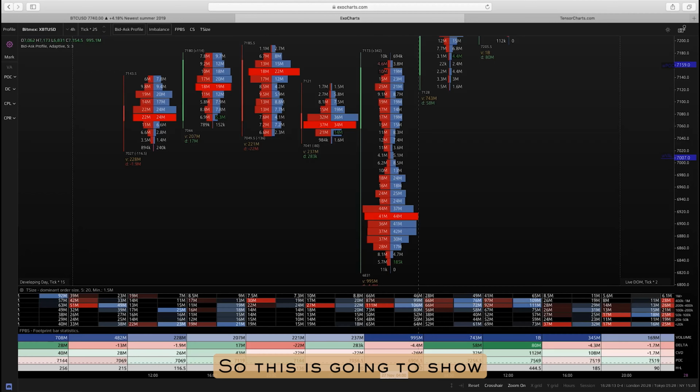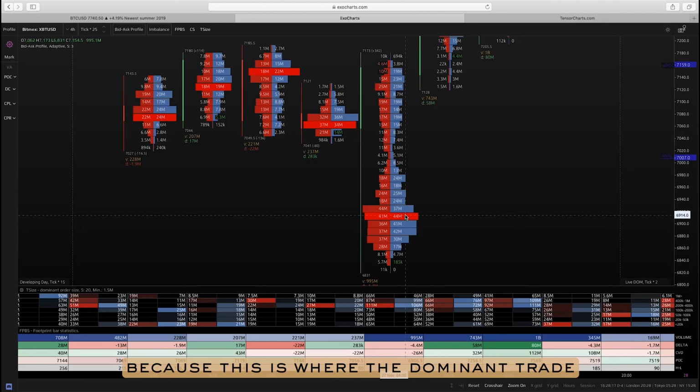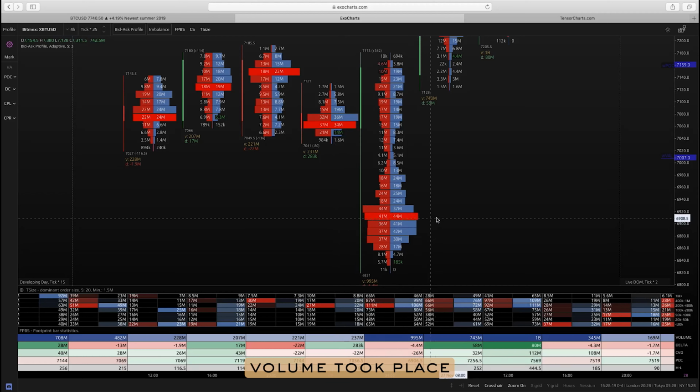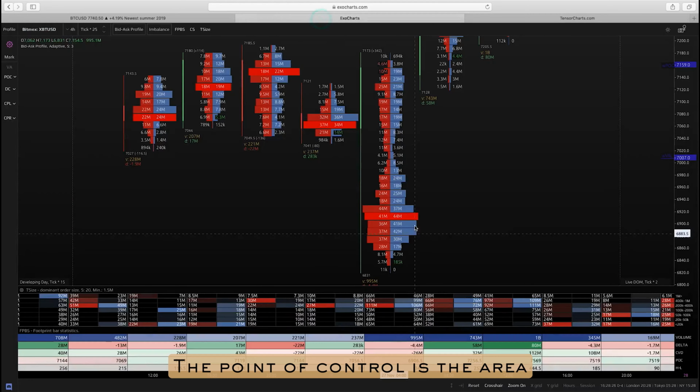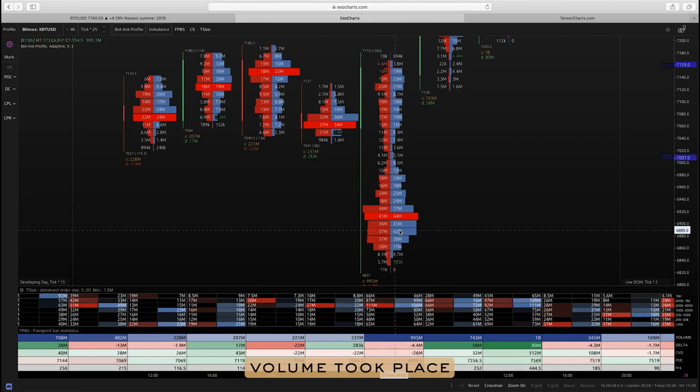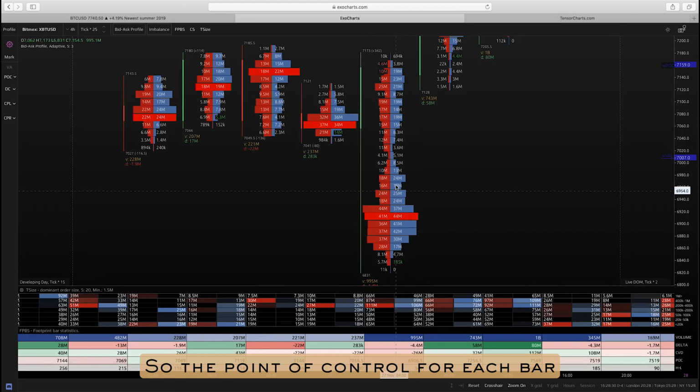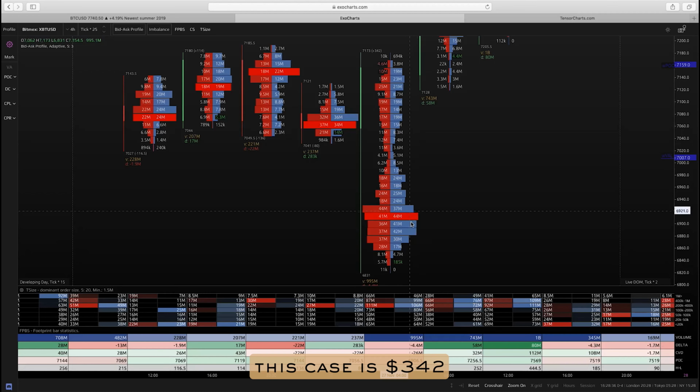So this is going to show where the point of control within this candle was. And this is going to be very important because this is where the dominant trade volume took place. Just like when we were looking at tensor charts, as indicated by these blue boxes, the point of control is the area where most of the trading volume took place. So the point of control for each bar, showing us that this one is at 6,906, and then the high and the low. The high and the low in this case is $342.